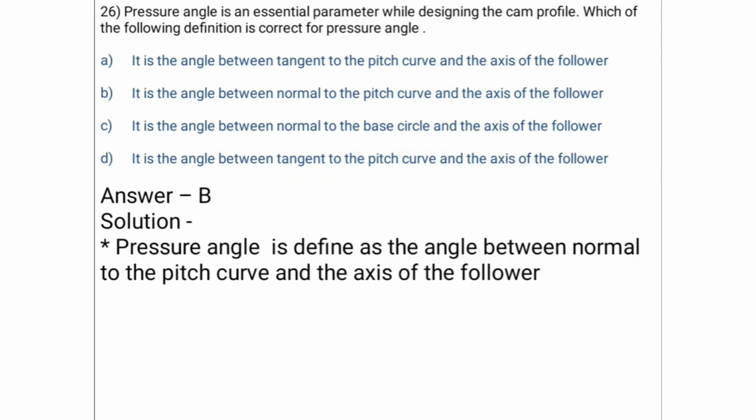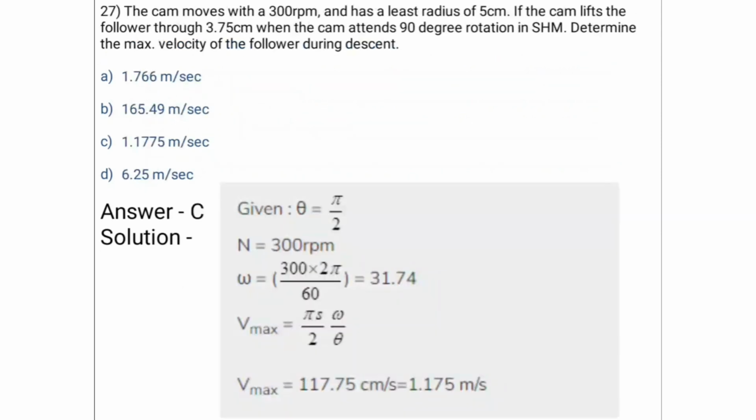So you have to remember the angle between the normal to the pitch curve, okay, not the base circle. It is related to the normal to the pitch curve and the axis of the follower. So the correct option is option number B. Now question number 27.